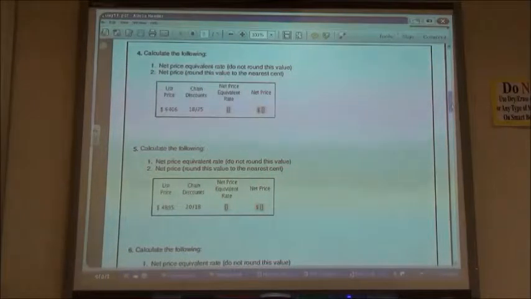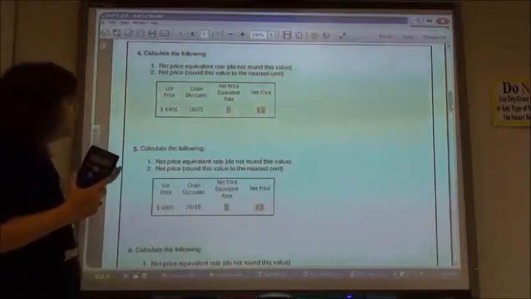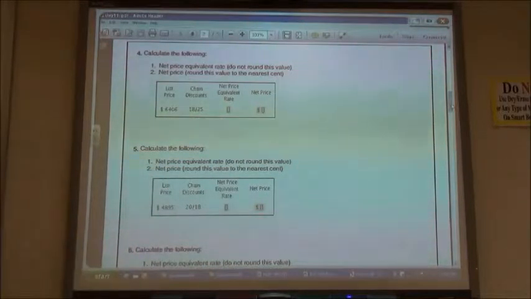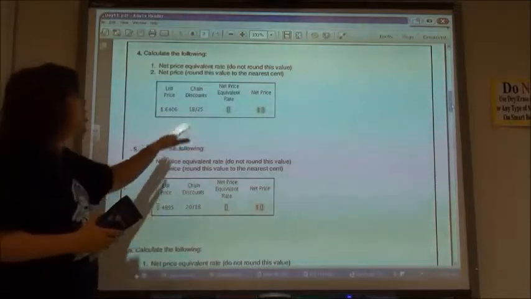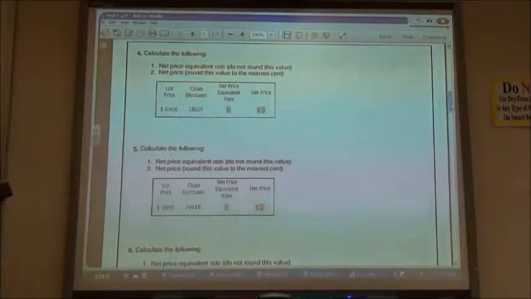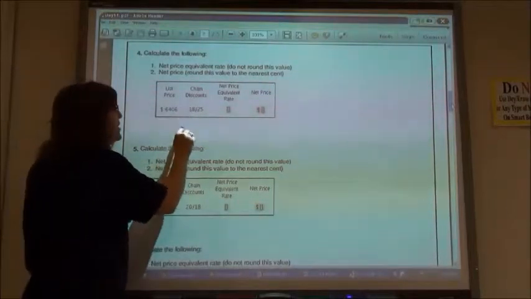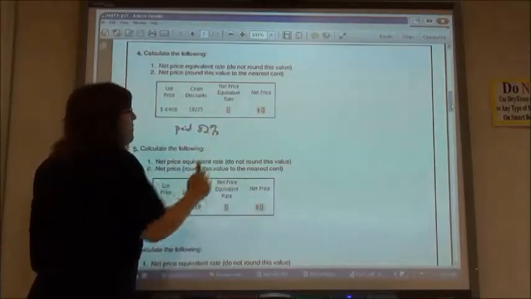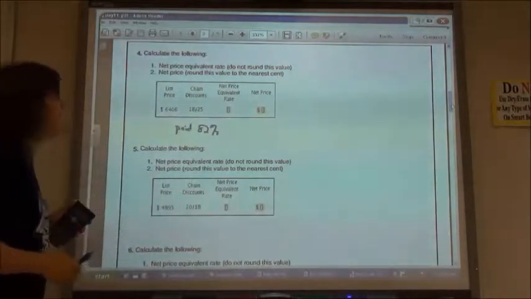4 and 5 and 6 are having us calculate the net price equivalent rate and then the net price. So to directly find what the end price is without having to find what the discount is and then subtracting, we use what's called the complement of the discount. If I have an 18% discount, if I take 100 minus 18, I get 82%. I actually paid 82% of my item for an 18% discount.